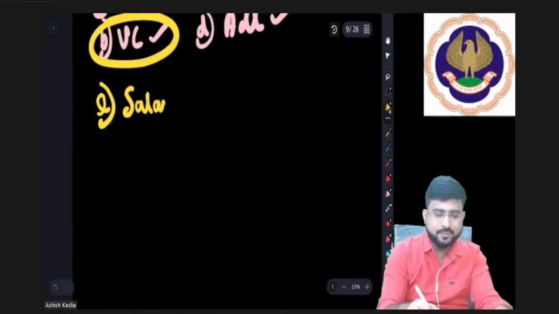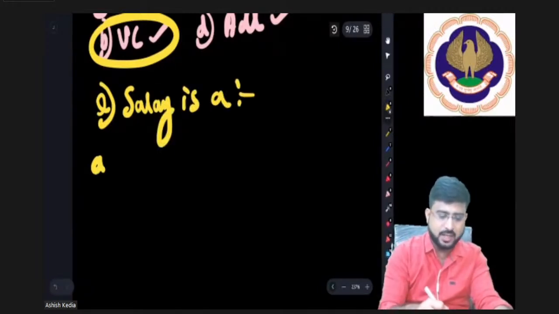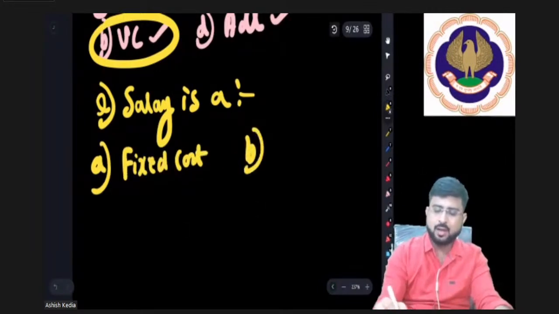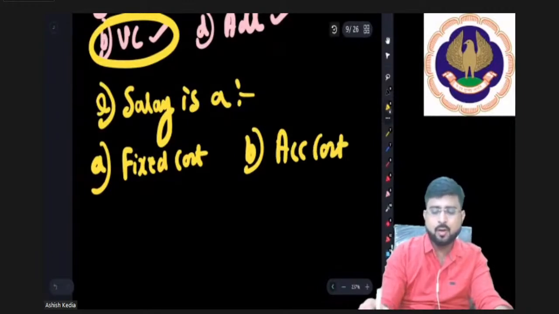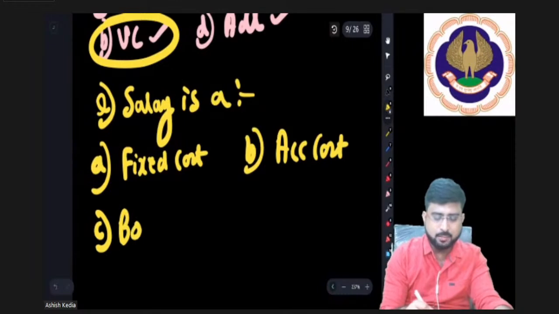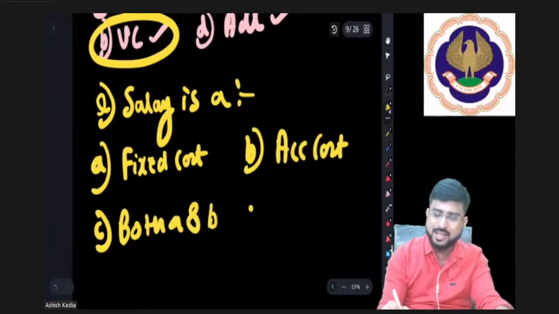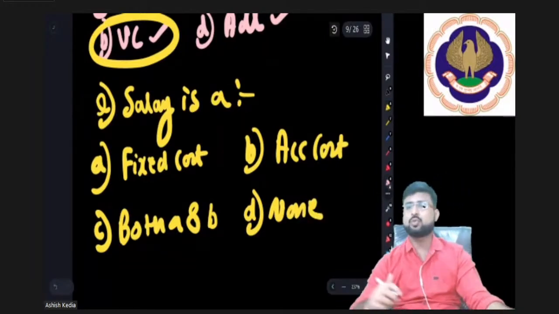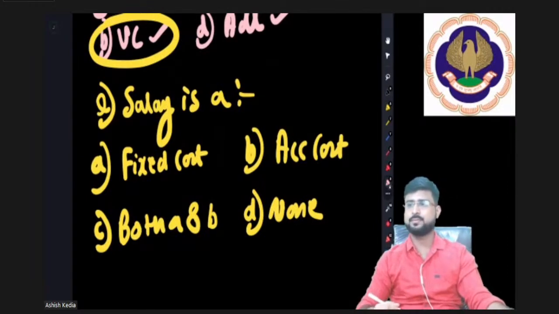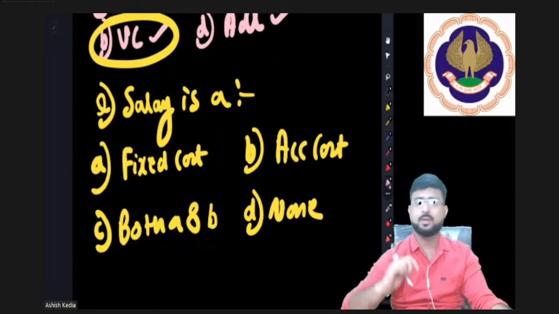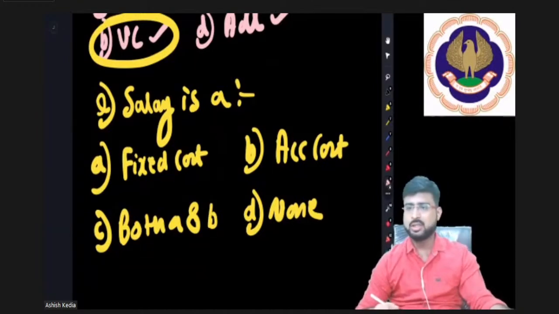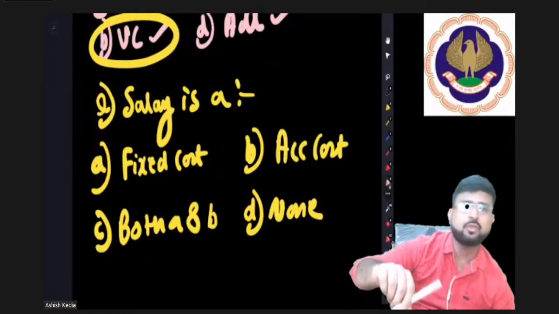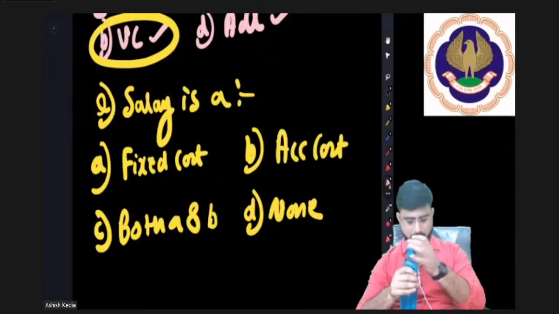Next question. Salary is: option A, fixed cost; option B, accounting cost; option C, both A and B; option D, none. Let's see what you people are answering. Salary is what cost? Come on everybody. Very good. Wow, Rahul, correct answer. Let me hear it from others as well.